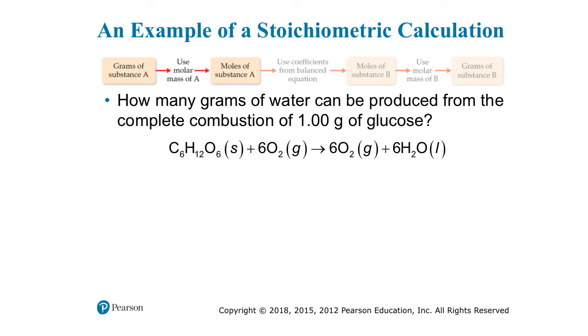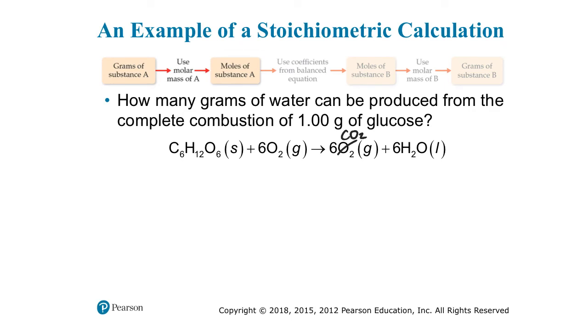So here's an example of a stoichiometry problem. How many grams of water can be produced from the complete combustion of a gram of glucose? The combustion reaction is given balanced for us. Oddly, there is a small typo. This should be 6 CO2, so we're missing the carbon. So we're making 6 CO2 from oxygen reacting with glucose.